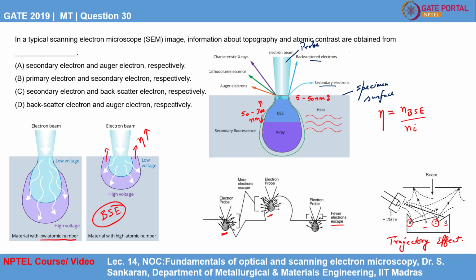While the secondary electrons are the product of inelastic scattering, and they have an energy level of some kilo electron volts, they can escape only from the volume near the specimen surface. Okay, so for topographic contrast, we use secondary electron signals. For atomic contrast, we use backscatter electrons. Okay. So the correct option is option C.